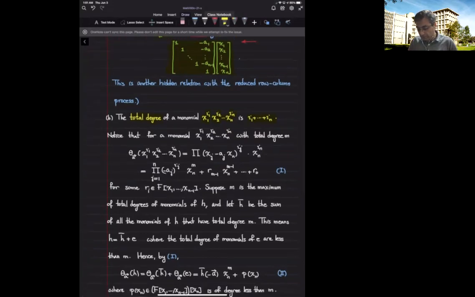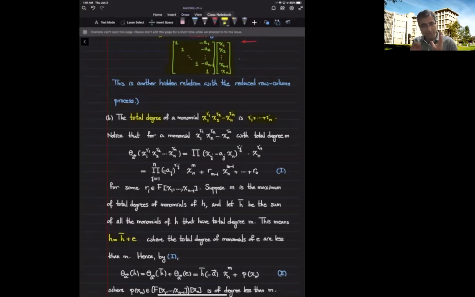I put all of them together and call that one H bar. So for a non-zero polynomial H, I'm going to let H bar be the polynomial where all the terms of H bar have the maximum possible total degree among all the monomials of H. And so that means that all the monomials in E have a smaller total degree.